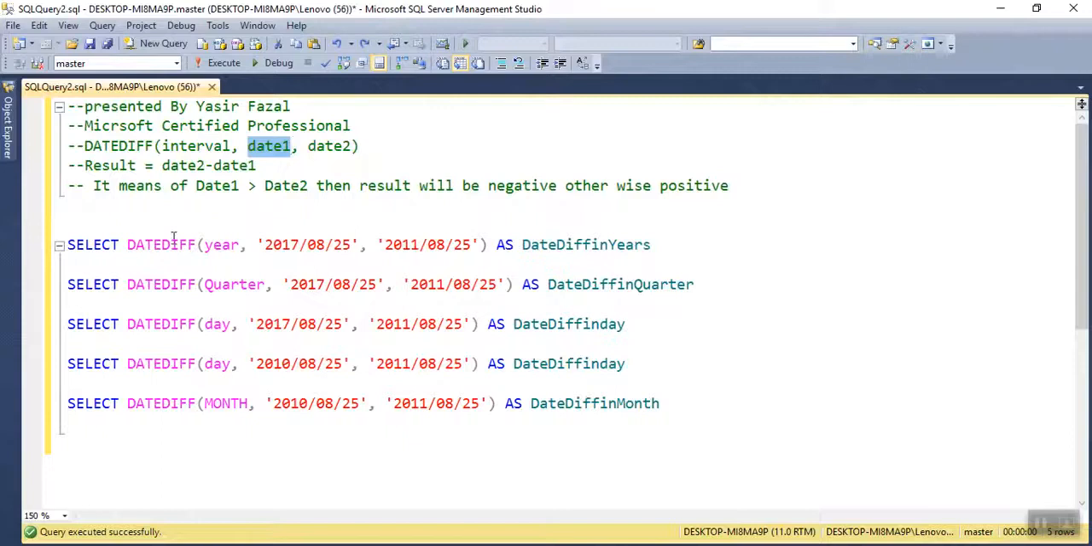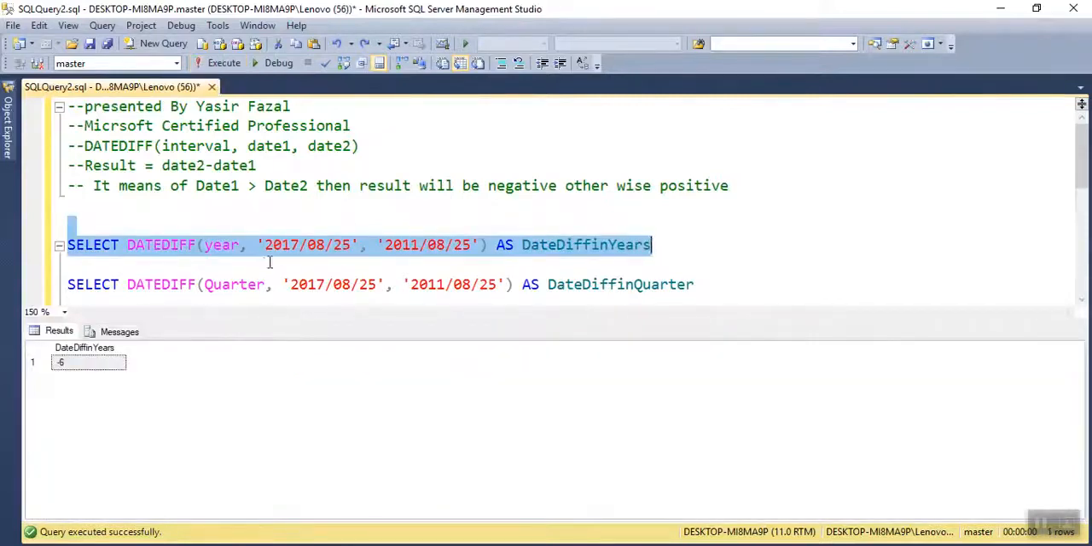So let's start with this one, in which I am giving the interval of year, and you will see the date difference in year, and it will be negative as date1 is greater than date2. So let's run this one, and it will give the difference in year as I have specified in my interval argument.